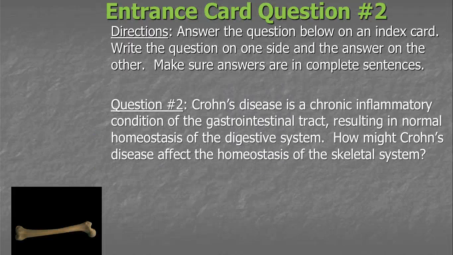So entrance card question number 2, here we go. Again, remember, the question on one side and the answer on the other. Crohn's disease is a chronic inflammatory condition of the gastrointestinal tract. It's called your GI tract or your intestinal lining. That results in abnormal homeostasis in the digestive system. So basically it causes the digestive system to deviate from homeostasis. How might Crohn's disease, which affects the digestive system, actually affect homeostasis of the skeletal system?